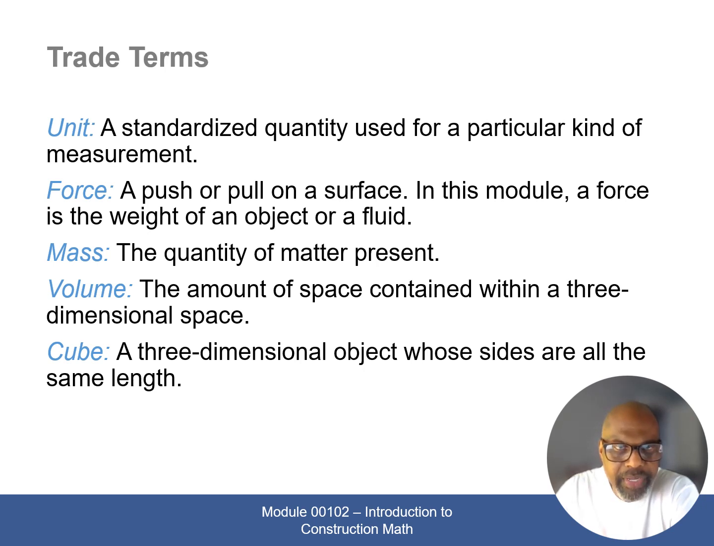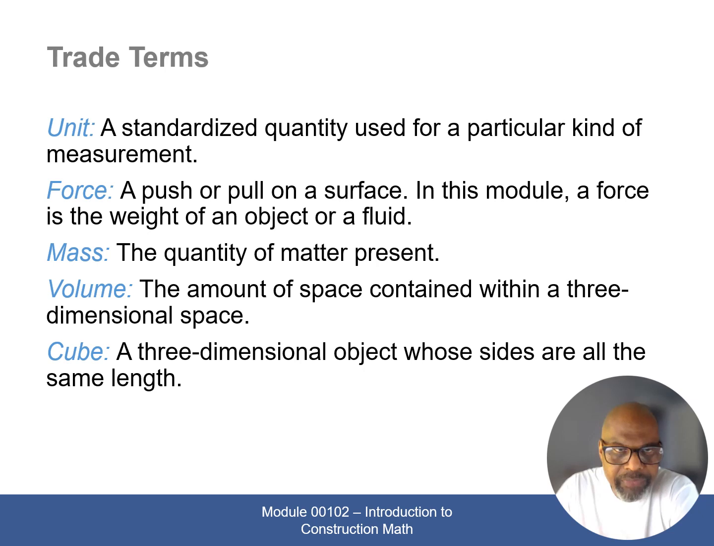Mass is basically a quantity of something that is based on weight and volume together. It says here the quantity of matter presented, but matter takes up space. So in other words, volume and weight. So that means volume is the amount of space contained in a three-dimensional space.